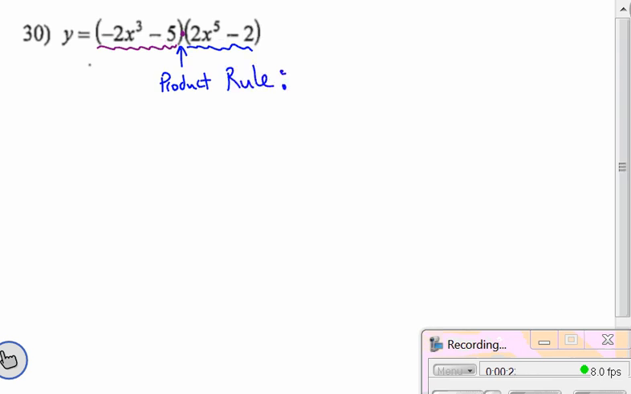which is the first function, call it f of x, times the derivative of the second function. So the second function we'll call g of x. The derivative would be g prime, plus the second function times the derivative of the first. So that's the product rule. So that's what we need to do for this problem. And you don't have to simplify it at all.